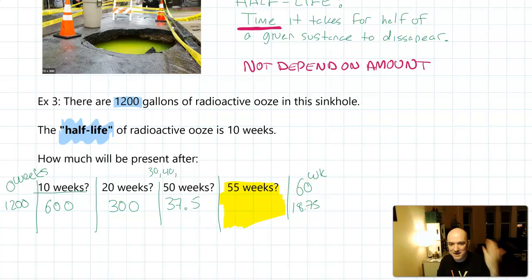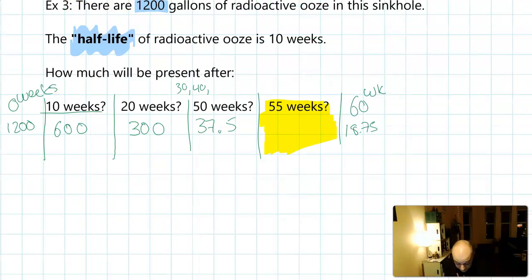Well, we need to make a model. But good news for us, we have all of this data right in front of us to work with. Okay, so we're going to use the same model we've always used: A equals A naught e to the kt, and let's use some stuff that we know.